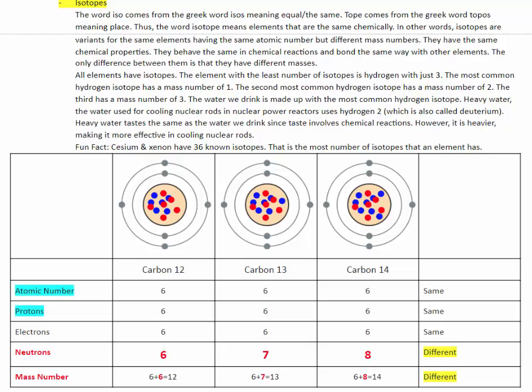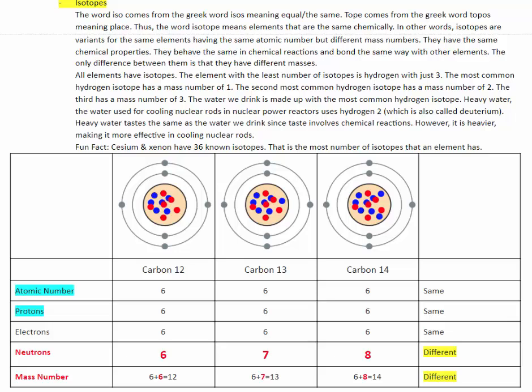Now heavy water, the water that's used for cooling nuclear rods in nuclear power plants, uses hydrogen 2. That's why we call it heavy water, because it uses the heavier hydrogen. So it tastes the same as the water we drink, since taste involves chemical reactions. However, it is heavier, making it more effective in cooling nuclear rods.